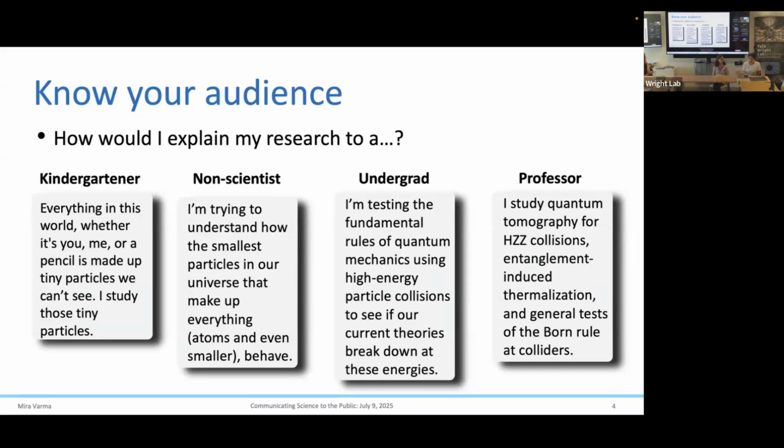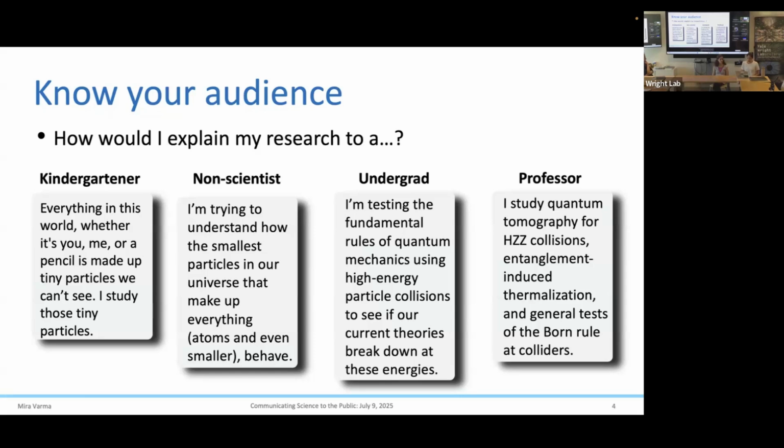If I were to explain my work to a kindergarten student, I would say something along the lines of how everything in the world, whether it's a pencil, me, a dog, anything, is made up of tiny particles, and I study those particles. And if I were to explain my research to a random person at the grocery store, for example, I would probably say something along the lines of how I'm trying to study the smallest particles in the universe that make up everything and figure out the rules with which they behave.